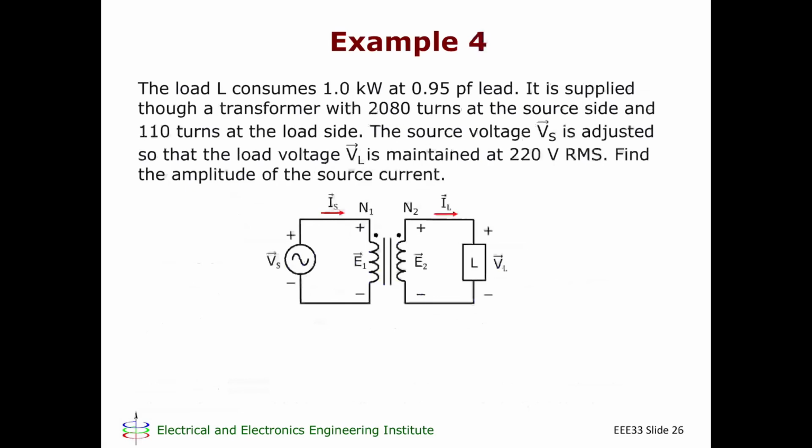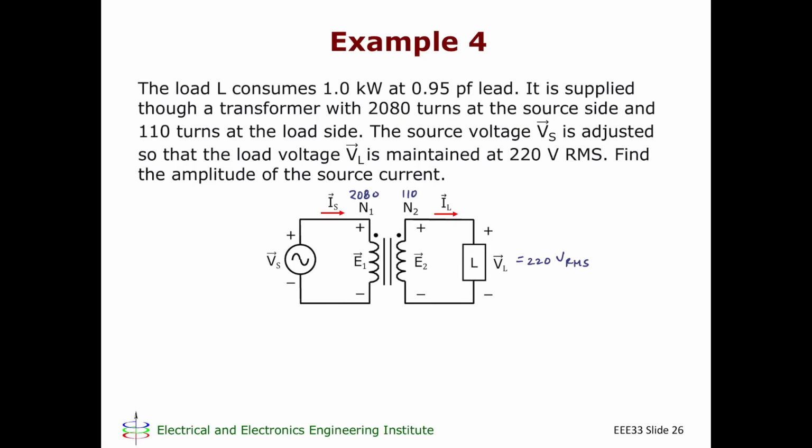Okay, here's another example. The load L consumes 1 kilowatt at 0.95 power factor lead. It is supplied through a transformer with 2080 turns at the source side and 110 turns at the load side. So this is 2080 and this is 110. So it's a step-down transformer. The source voltage is adjusted so that the load voltage, V sub L, is maintained at 220 volts RMS. So the problem is to find the amplitude of the source current, the source current I sub S.